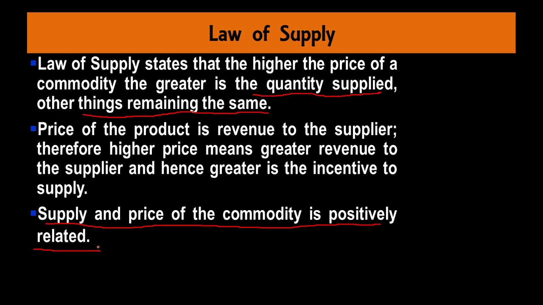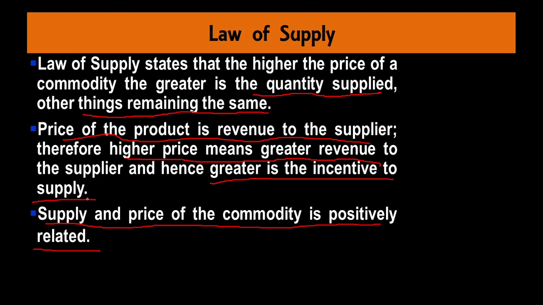So supply and price are positively related, and the price of the product is revenue to the supplier actually. Therefore higher price means higher revenue to the supplier, hence a greater incentive for the supplier to supply more. So in short, you can say there is a direct and positive relation between the price of the product and supply. Higher the price, higher will be the supply. Lower the price, lower will be the supply.